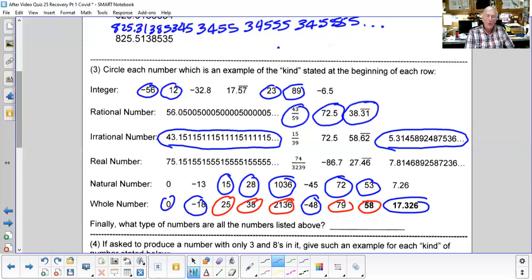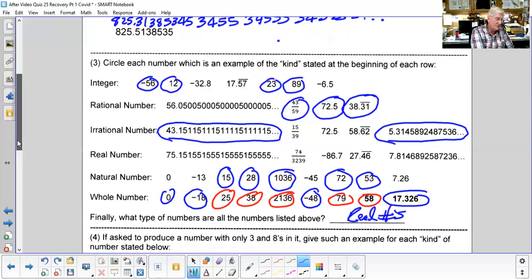Finally, what type of numbers are all the numbers listed above? All of those numbers are real numbers, okay? All of them. Some are irrational, some are rational, but they are all definitely real numbers. All right, let's go on to question 4.